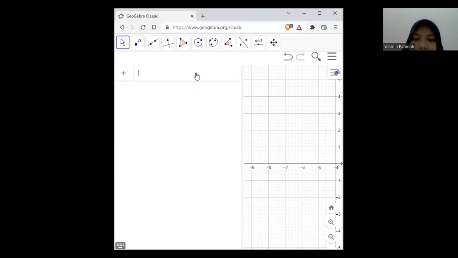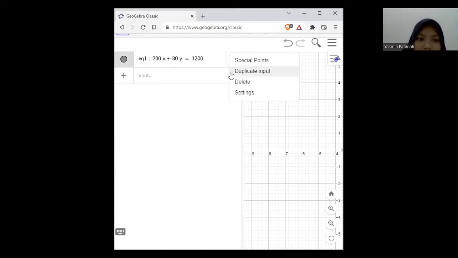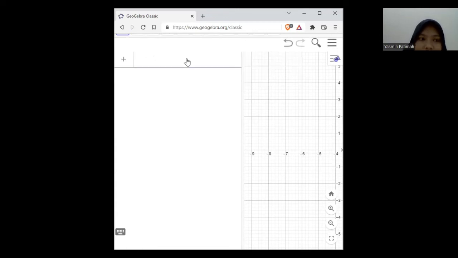First, we make the equation. From the constraint, we have that 200x plus 80y is equal to 1,200. That is the first equation. And then for the second equation, we already simplified it, so we can put the simplified one. So 5x plus 2y is equal to 30. And the second equation is 4x plus 2y is equal to 30 also.